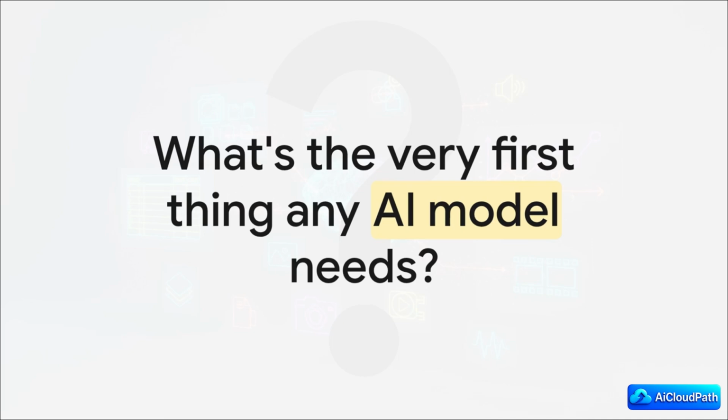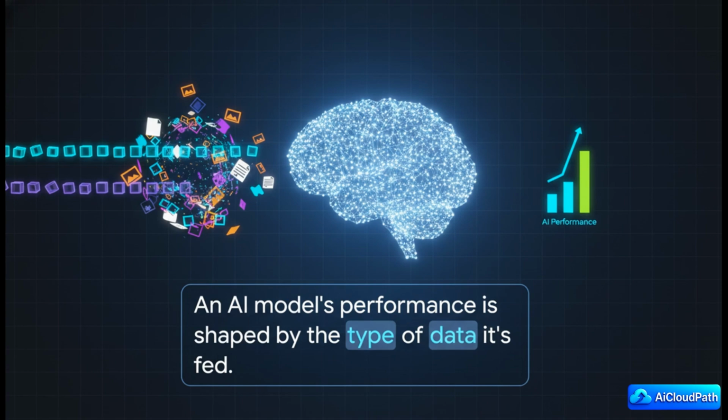Think about it. Before you write even one line of code, before you start dreaming up some super complex algorithm, what's the very first thing you need? The one ingredient you just can't do without. If you're thinking data, you're absolutely right. But, and this is the important part, it's not just about having data. What really, truly matters is the kind of data you've got.